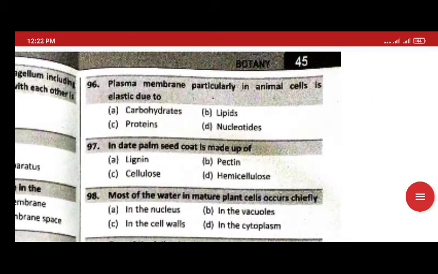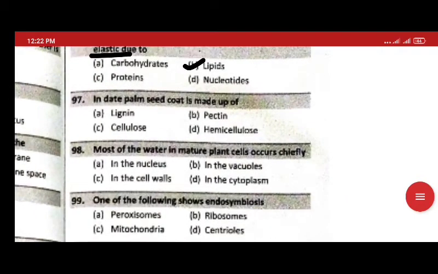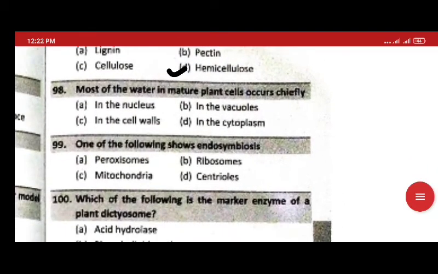Now 96. Now plasma membrane, particularly in animal cell, is elastic due to. So plasma membrane contain mainly lipids. So this is called what? Elastic in nature. In date palm, seed coat is made up of. In date palm, so seed coat is made of what? Hemicellulose. 98. Most of the water in mature plant cell occurs chiefly, so that is in vacuoles.